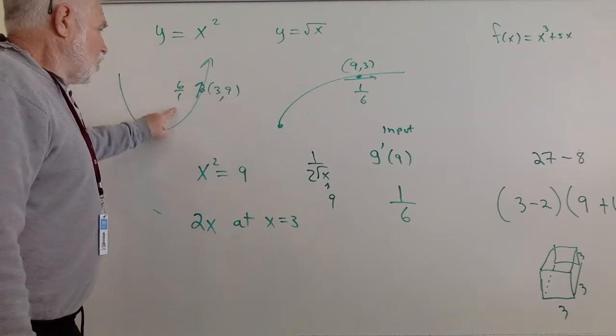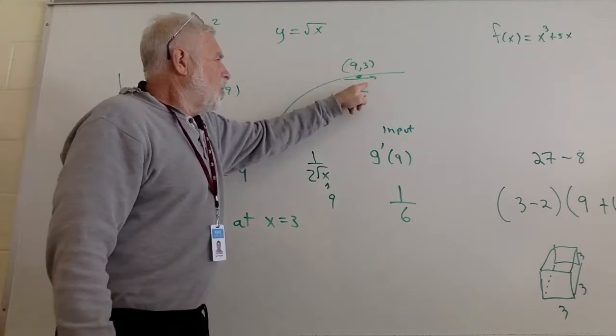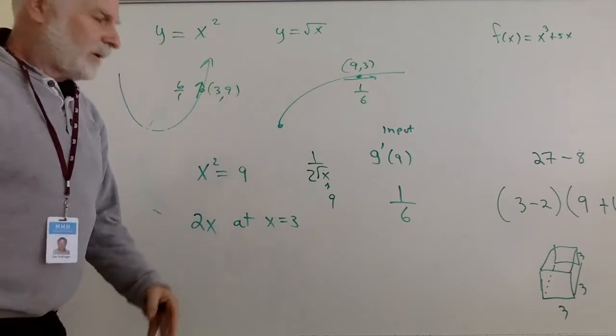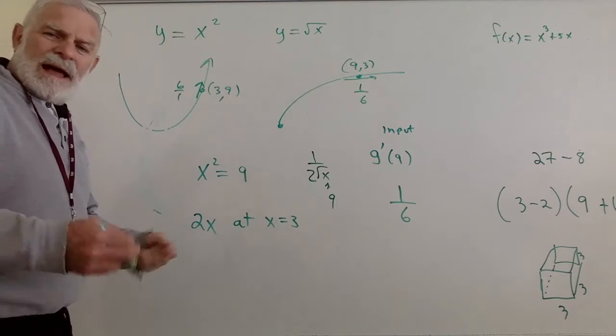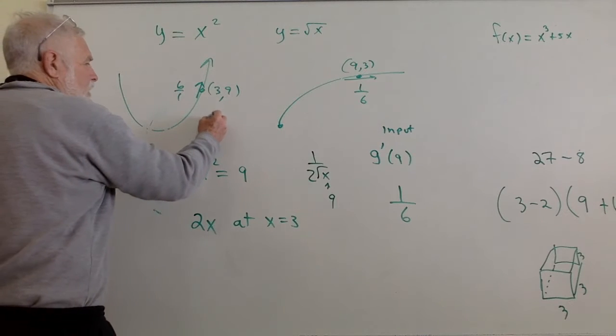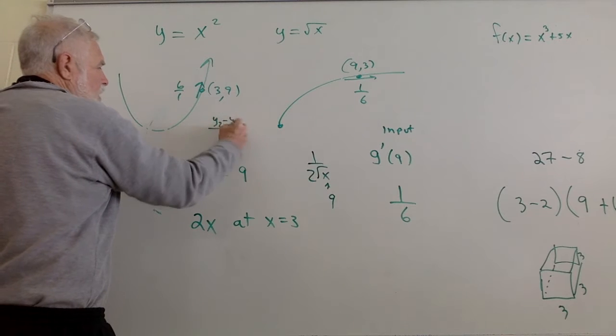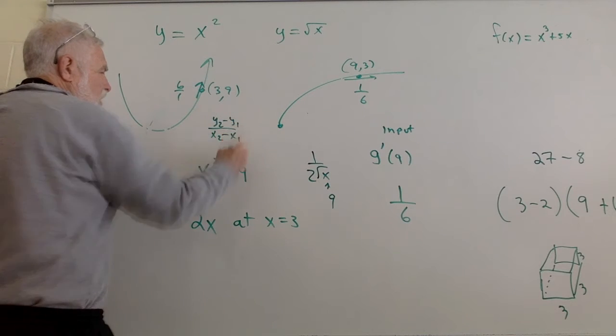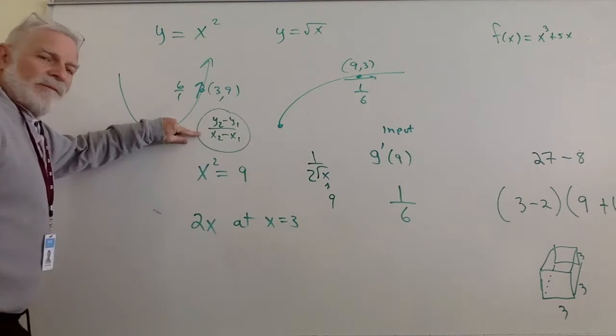3, 9, 6 to 1, 9 to 3, 1 to 6. Layering a little bit more concept here. 6 is a representation of y2 minus y1 over x2 minus x1. Keep my finger there.